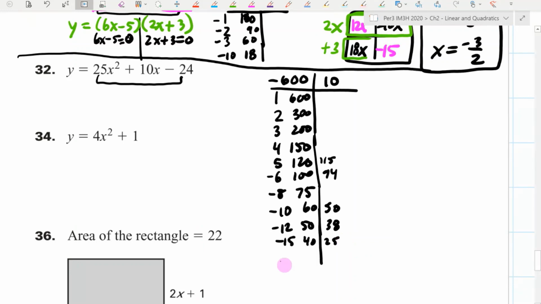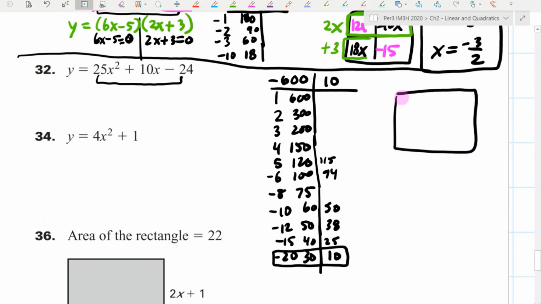So the next one will be 20 and 30, and that gives you 10. The other numbers in between don't work. So if you knew that ahead of time, you do not have to make that list. So negative 20x, positive 30x. Again, the first number goes here, 25x squared, negative 24.